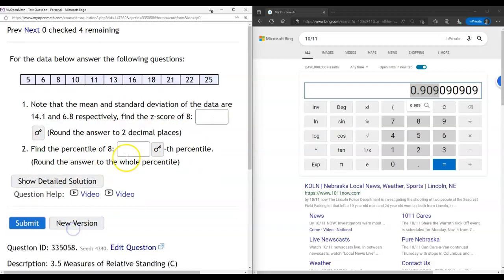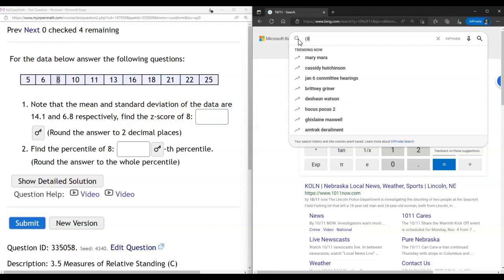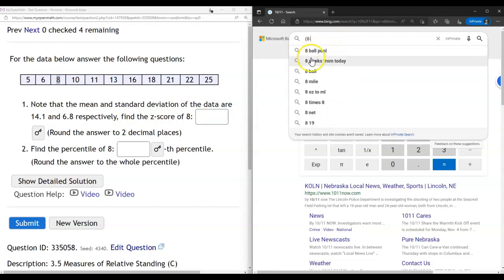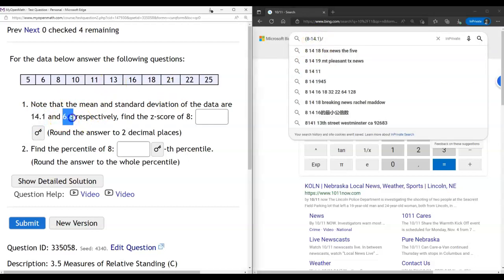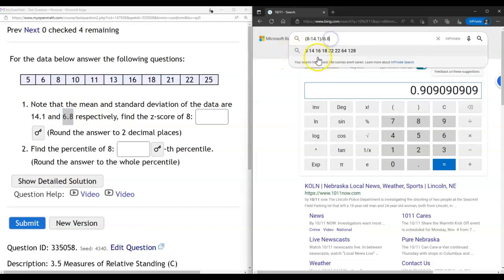So let's try another problem. This time we have to find the z-score of number 8. 8 is right there, so we would expect a z-score to be very small. To find the z-score, we subtract the mean, and we divide it by the standard deviation, and that's going to be the z-score.